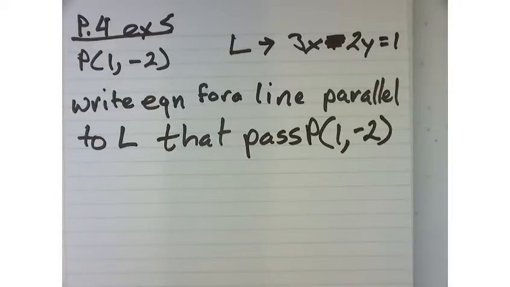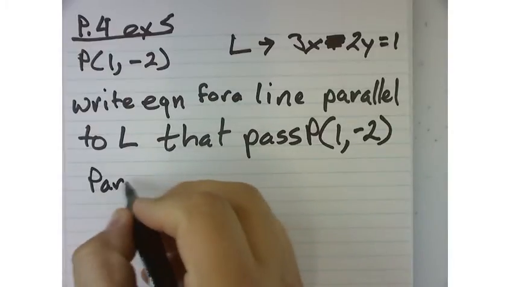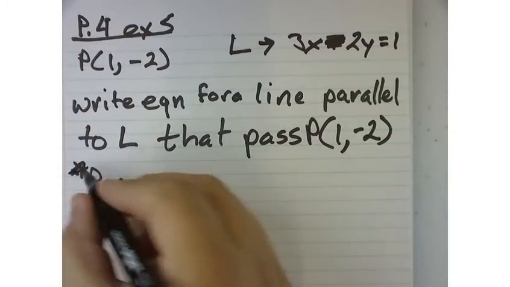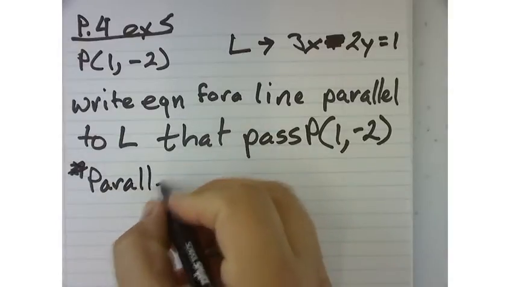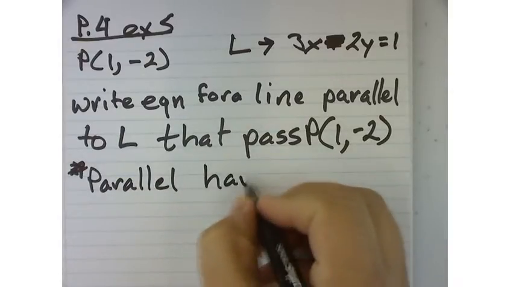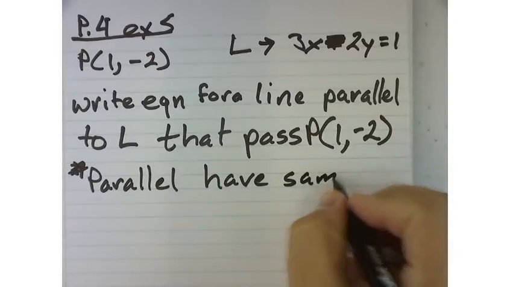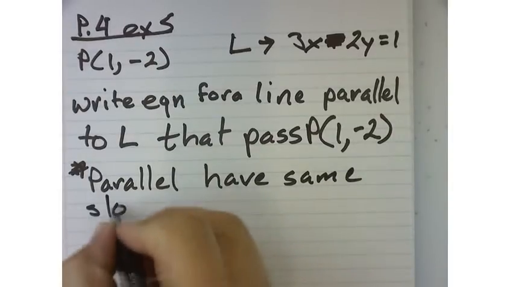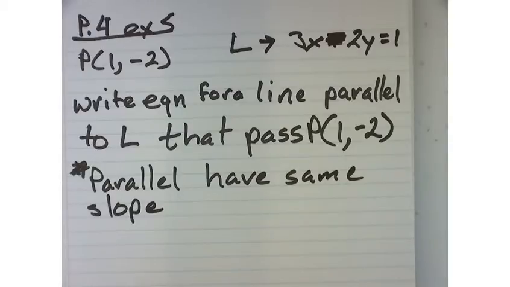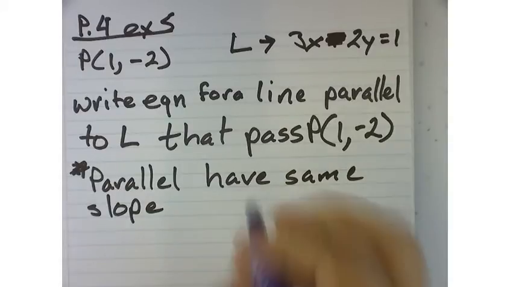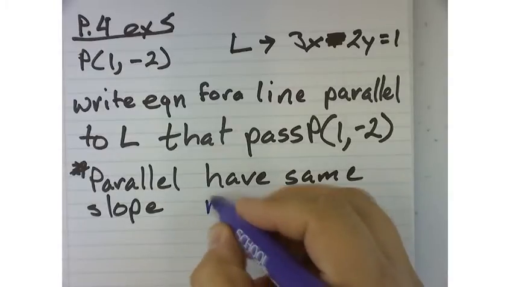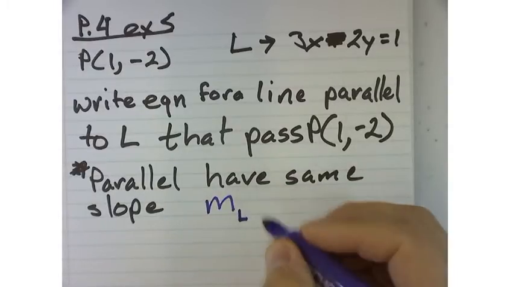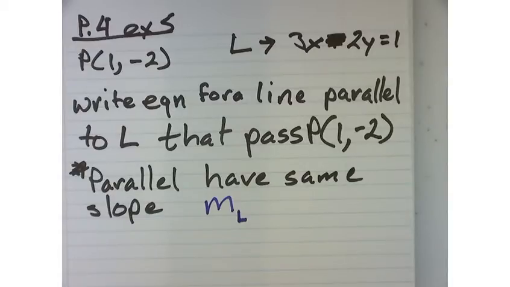Alright, so what do we know about parallel lines? How do I attack this? Yeah, parallel lines have the same slope. So I need to find the slope of the first equation. So what I'm going to do is we need to find the slope of L. So I'm going to say m sub L. We need to find that slope.